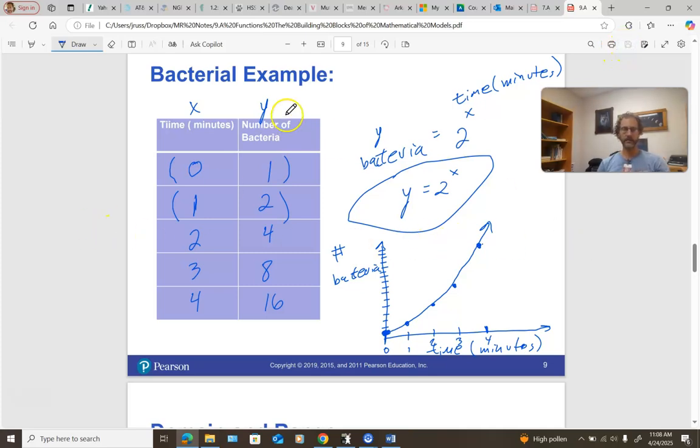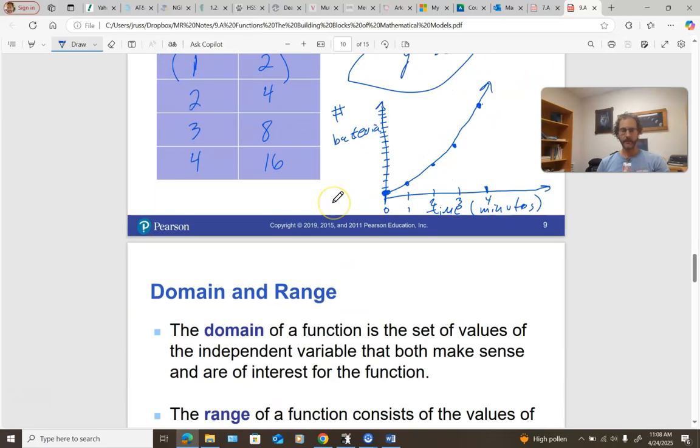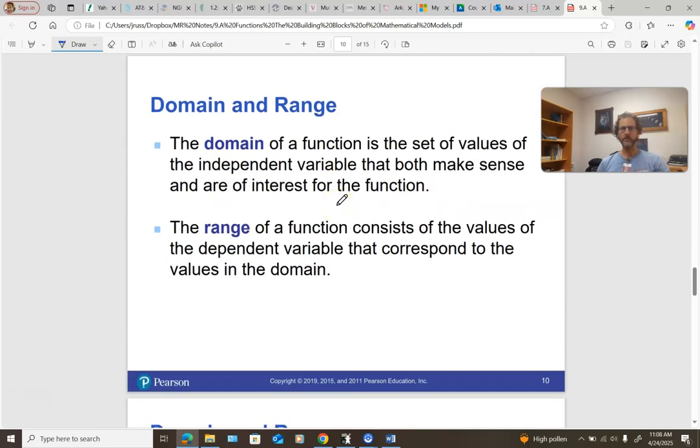Anyway, that's another example for you. Now what we're going to do is talk about domain and range. And these may be terms that you've heard before. So every function is going to have both of these. The domain of a function is basically the set of values for the independent variable. Okay? And then the range is going to be the set of values for the dependent variable.